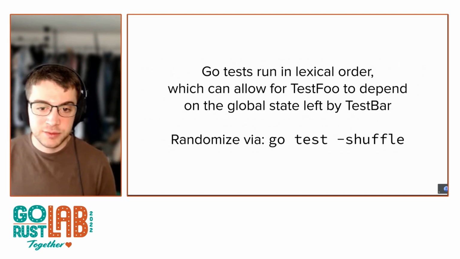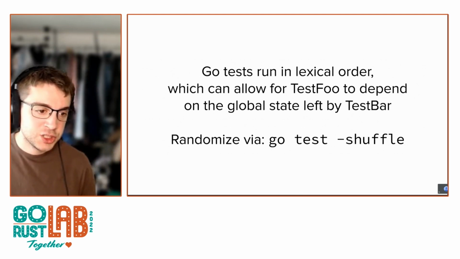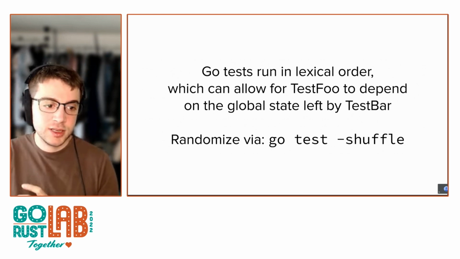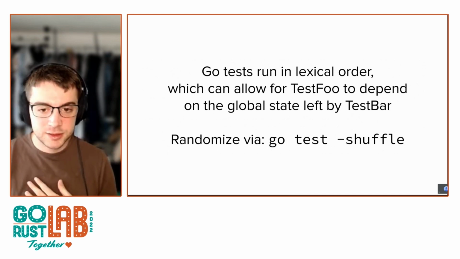One way to prevent this kind of issue is, in your CI, you can use go test shuffle. Shuffle essentially randomizes the order of the tests being run. So it helps catch this kind of unforeseen dependency between tests.